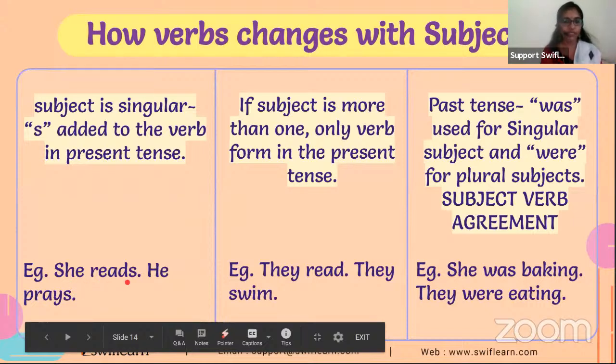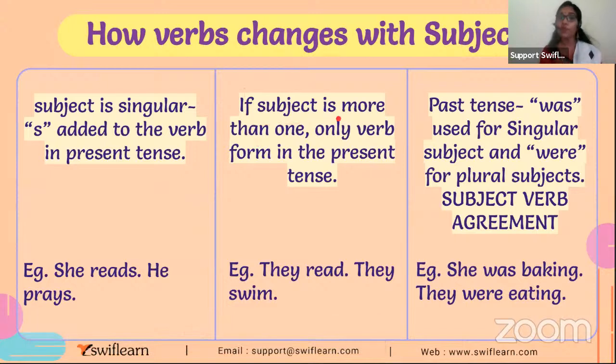She reads, he prays. She reads, he prays. So she is singular, and so we have added s to the action, that is the verb read, and it becomes she reads. He is a singular subject, again, and pray is the verb there. So as it is a singular subject, what are we doing? We are adding s to the verb. So s to pray becomes prays. We'll move on to the second thing.